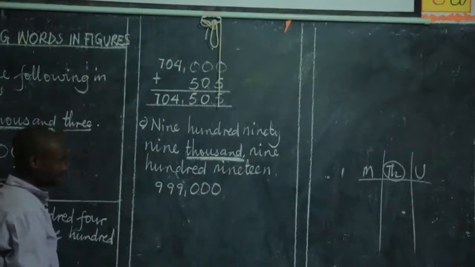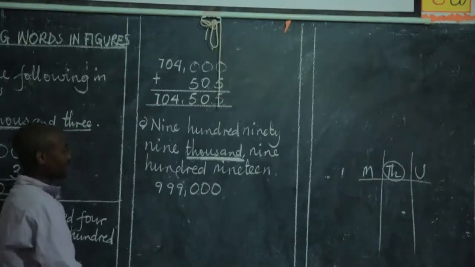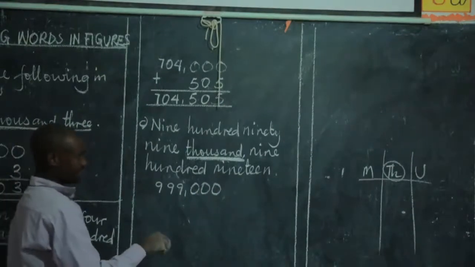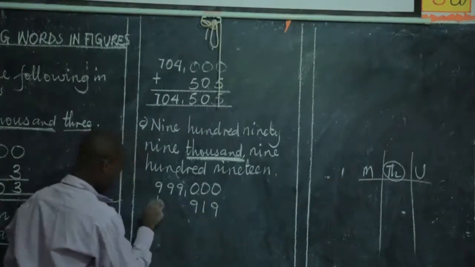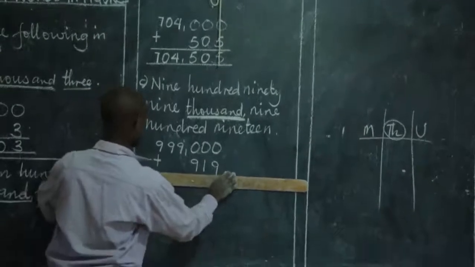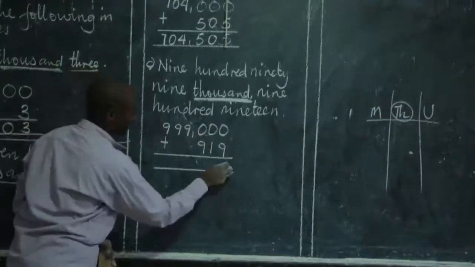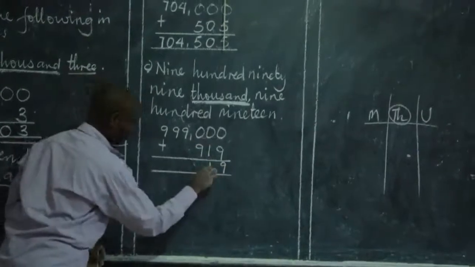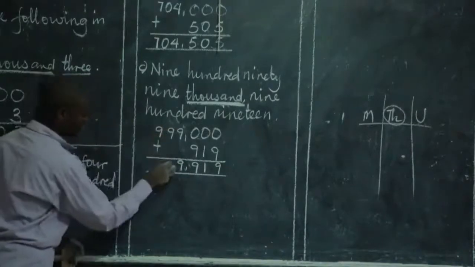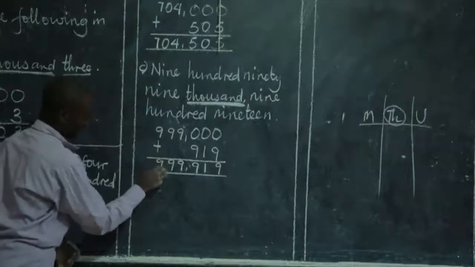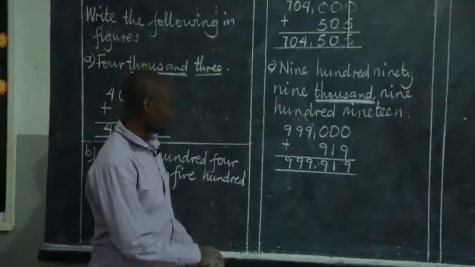What about under units? 919. How do we write 919? It is 919. So we shall have 919. Then we add. So when we add, here we shall have 9, here 1, here 9, here 9, here 9, here 9. Therefore, the number which was written in words is here.